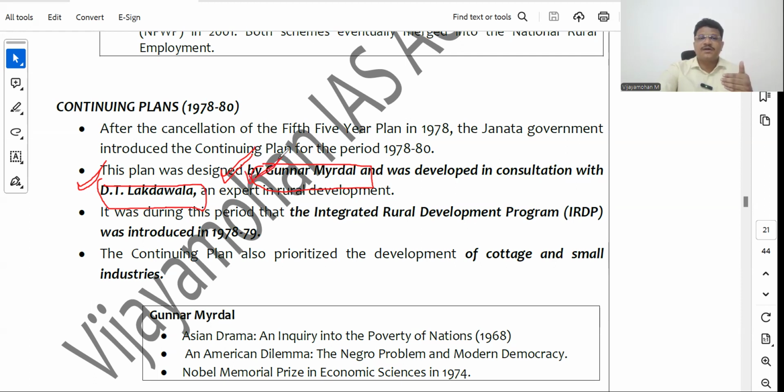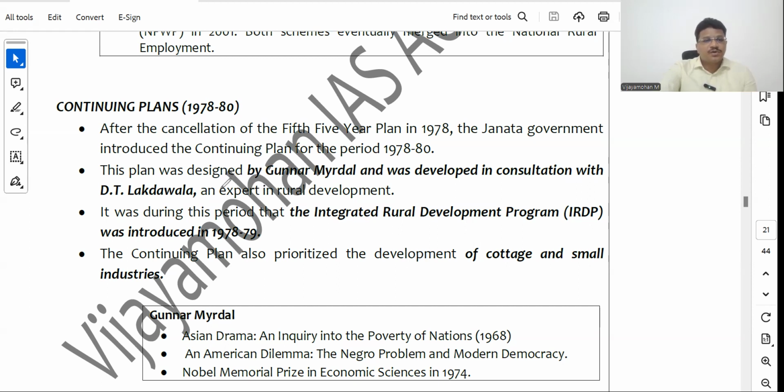Gunnar Myrdal also got the 1974 Nobel Prize in Economics. So whenever there is a chance to ask about their books, or about Nobel Prizes, questions may be asked, especially on books. That's why in the previous class too, I had a discussion and tried to give you some data about the books written by prominent economists, including Amartya Sen, right.